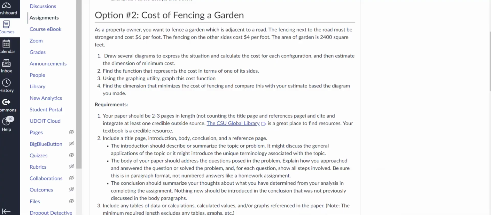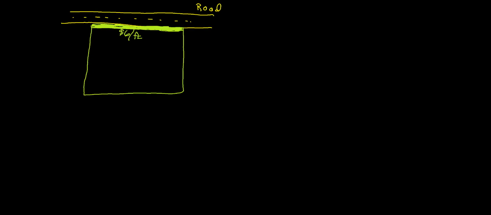So let's go back to our diagram. So this side is going to be $4 per foot. Sorry, I had the wrong numbers. $4 per foot. Same thing for this side, $4 per foot. And the same thing for this side, $4 per foot.